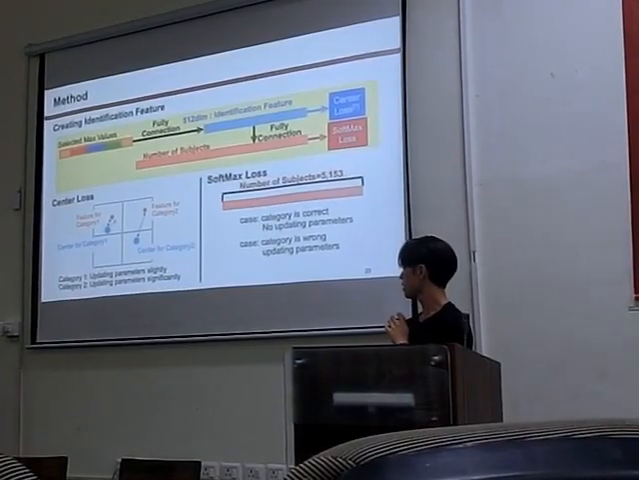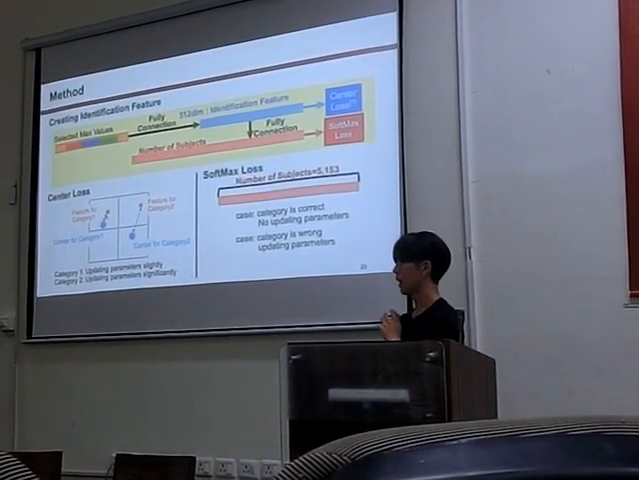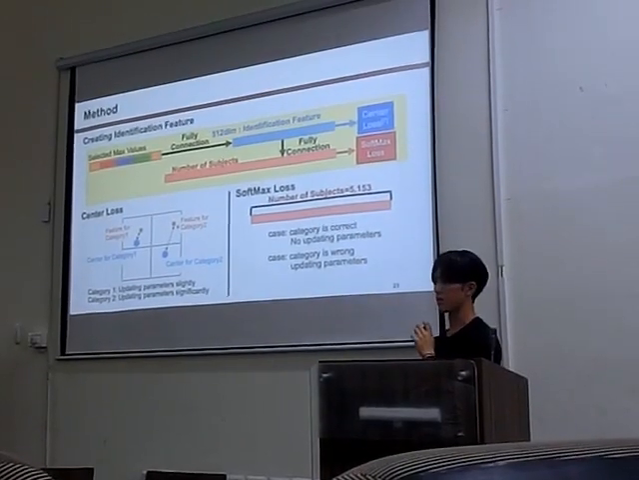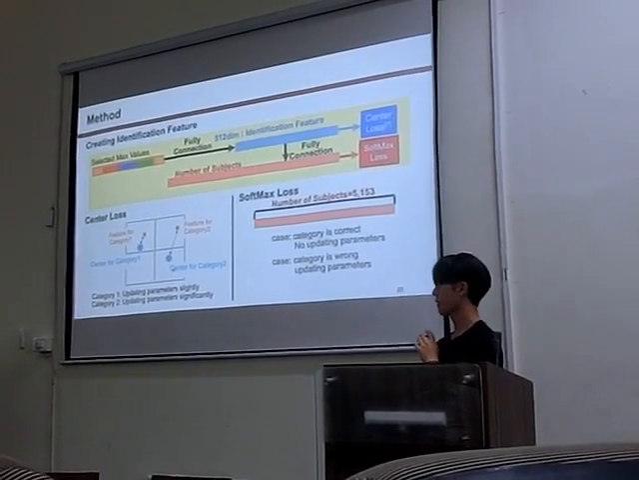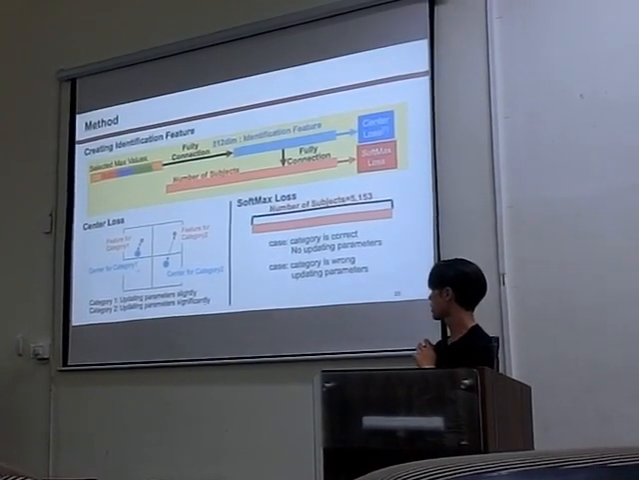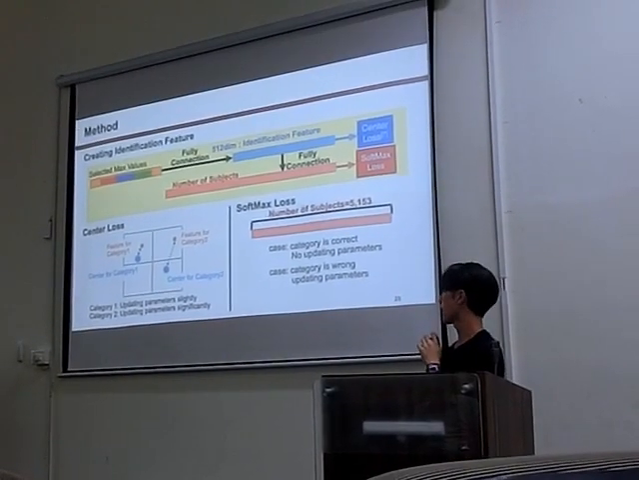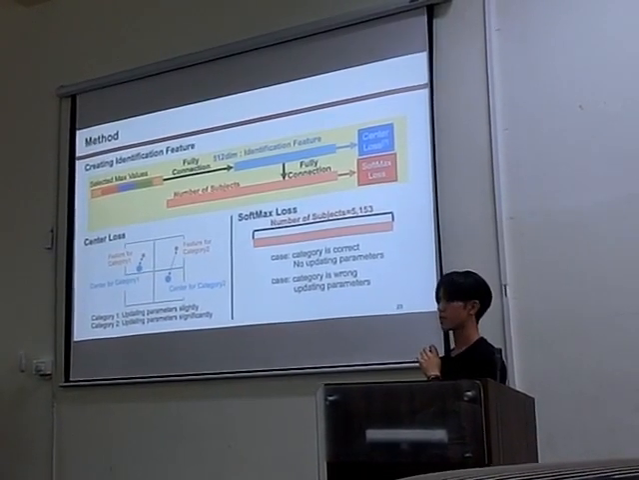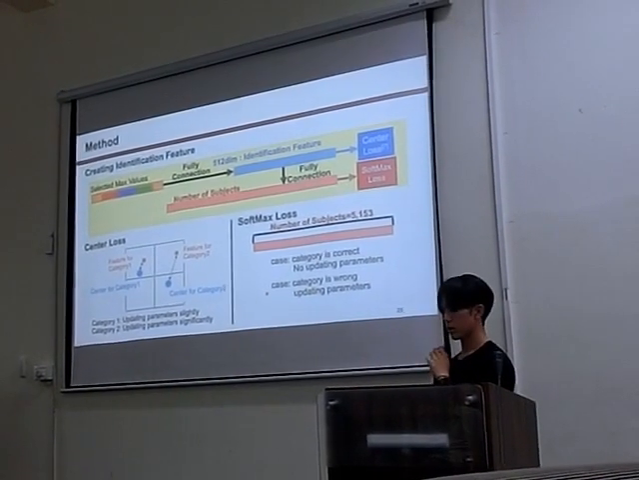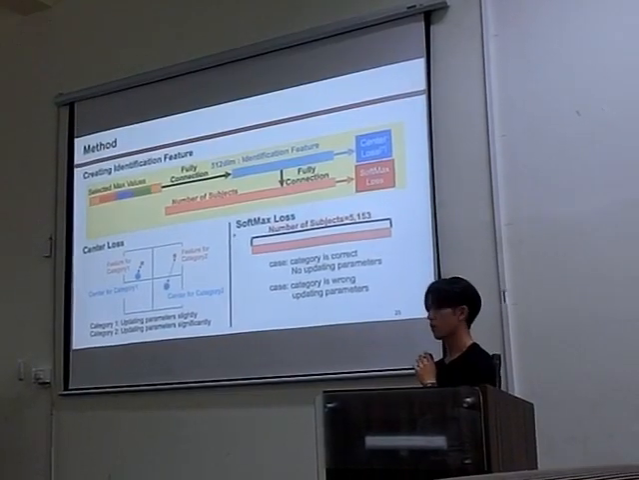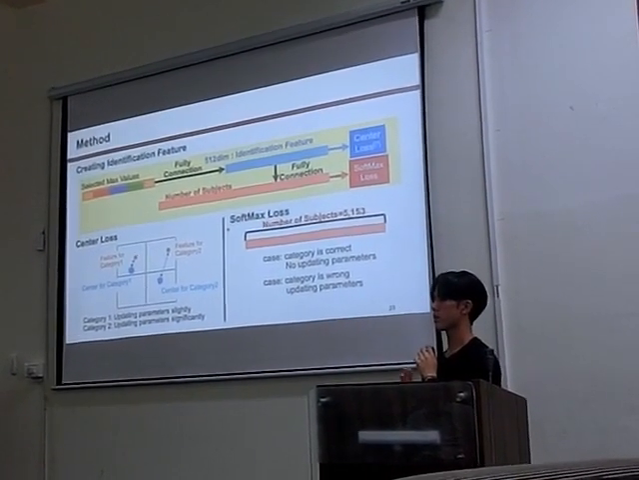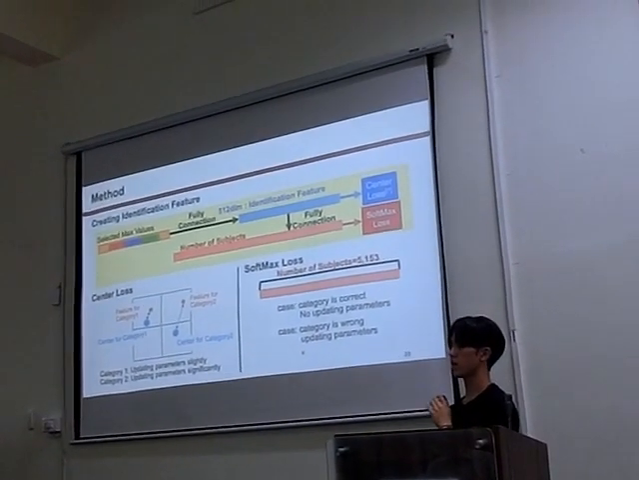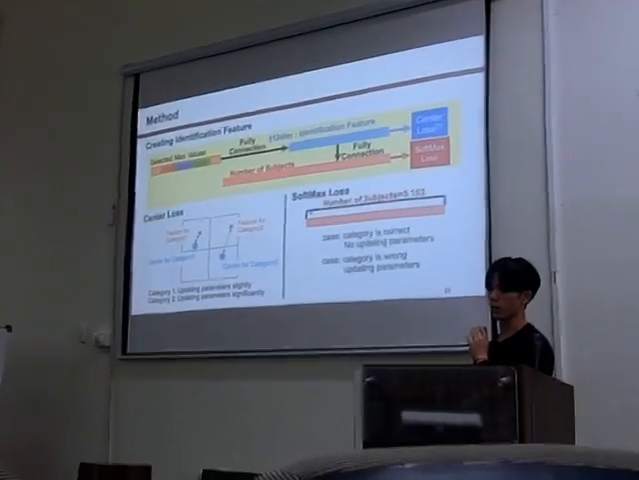In case this distance is short, we update parameters slightly. In case this distance is long, we update the network parameter significantly. This is about center loss. Next is max loss. So I mentioned I expand this identification feature to the number of subjects. Then we can index the ID of its data. If the network can predict the correct ID, we don't update the network parameter. If the predicted ID is wrong, we update each parameter. This is for max loss.